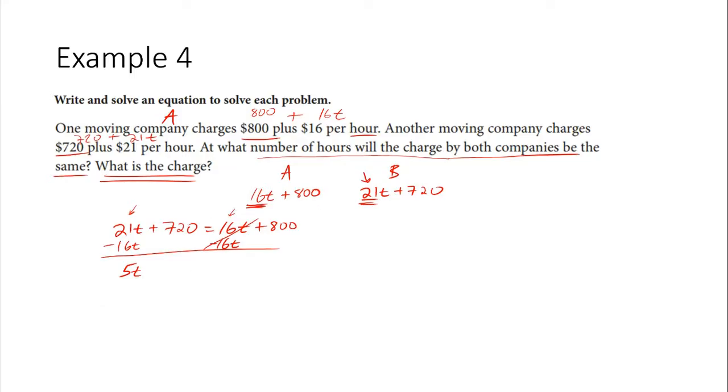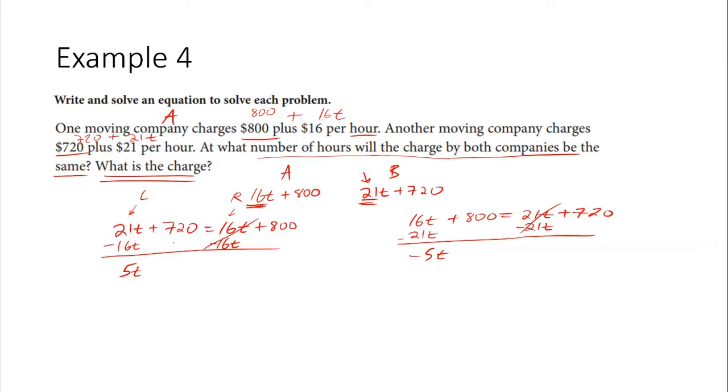If you did it the other way, if you did 16t plus the 800 equaling the 21t plus the 720, and you subtracted the 21t over here, same process, but you would actually get a negative coefficient, and that could be annoying for several of you. So if you want to stay on the positive side, always have the larger coefficient on the left and the smaller coefficient on the right.